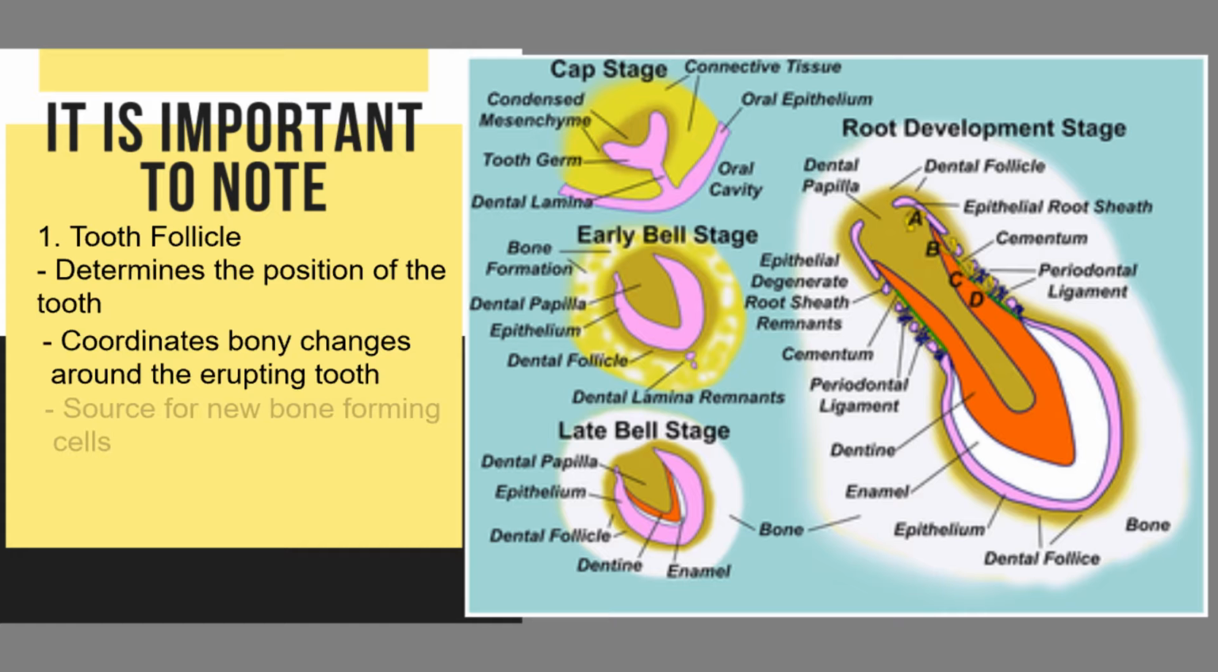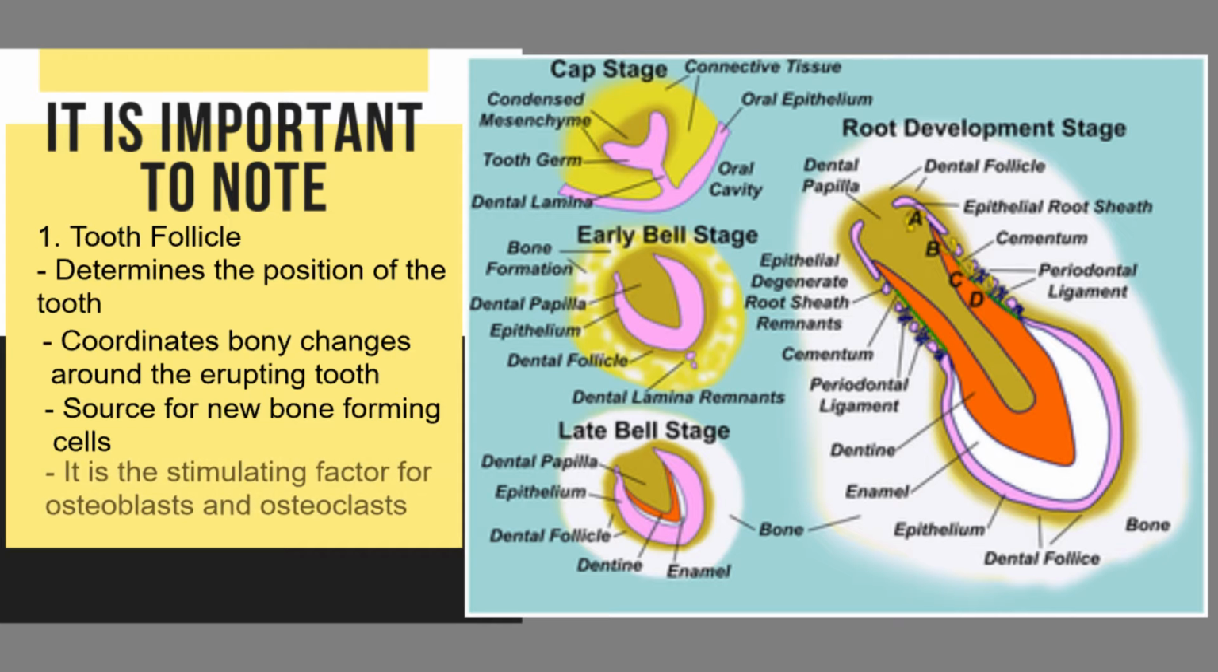Dental follicle provides the source for new bone-forming cells. But it does not conclusively prove that only the follicle is responsible for tooth eruption. Bone remodeling around the developing tooth germ carries it actually. Dental follicle is considered to have an important role in bone remodeling, as it is the stimulating factor for osteoblasts and osteoclasts. Osteoblasts and osteoclasts are the cells that make up the bone.